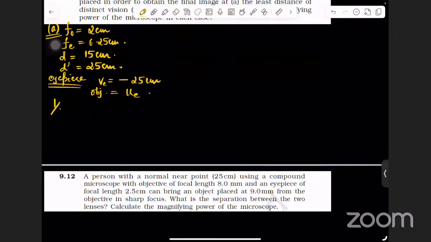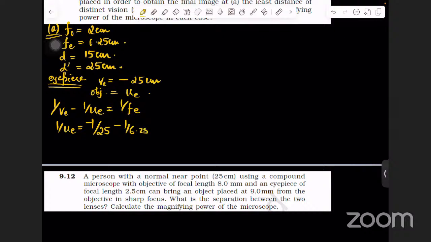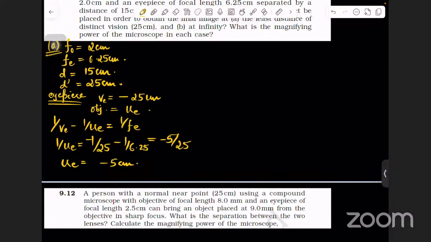Now again, we apply this equation. Minus 1 upon UE is 1 upon FE, right? So from that, you will get 1 upon UE as 1 upon VE minus 1 upon FE, which is minus 1 upon 25 minus 1 upon 6.25, which is minus 5 upon 25. So UE, we get as minus 5 centimeters for the eyepiece. Now this is the object distance for the eyepiece.